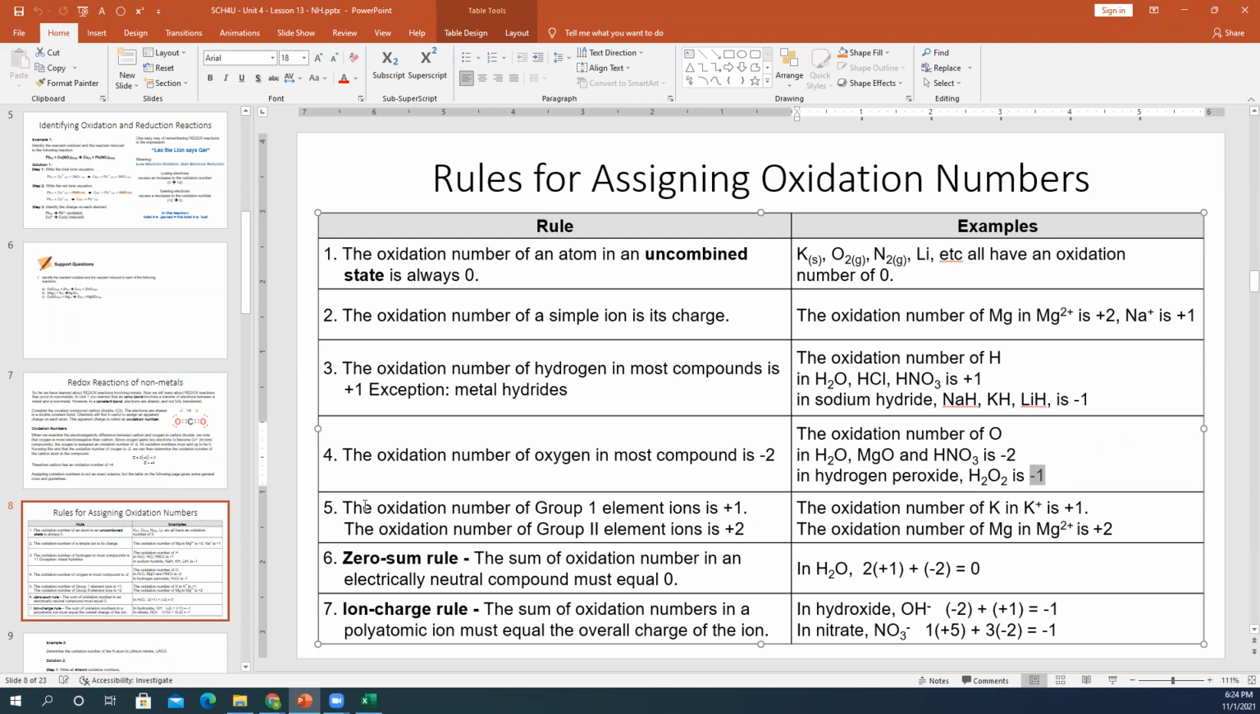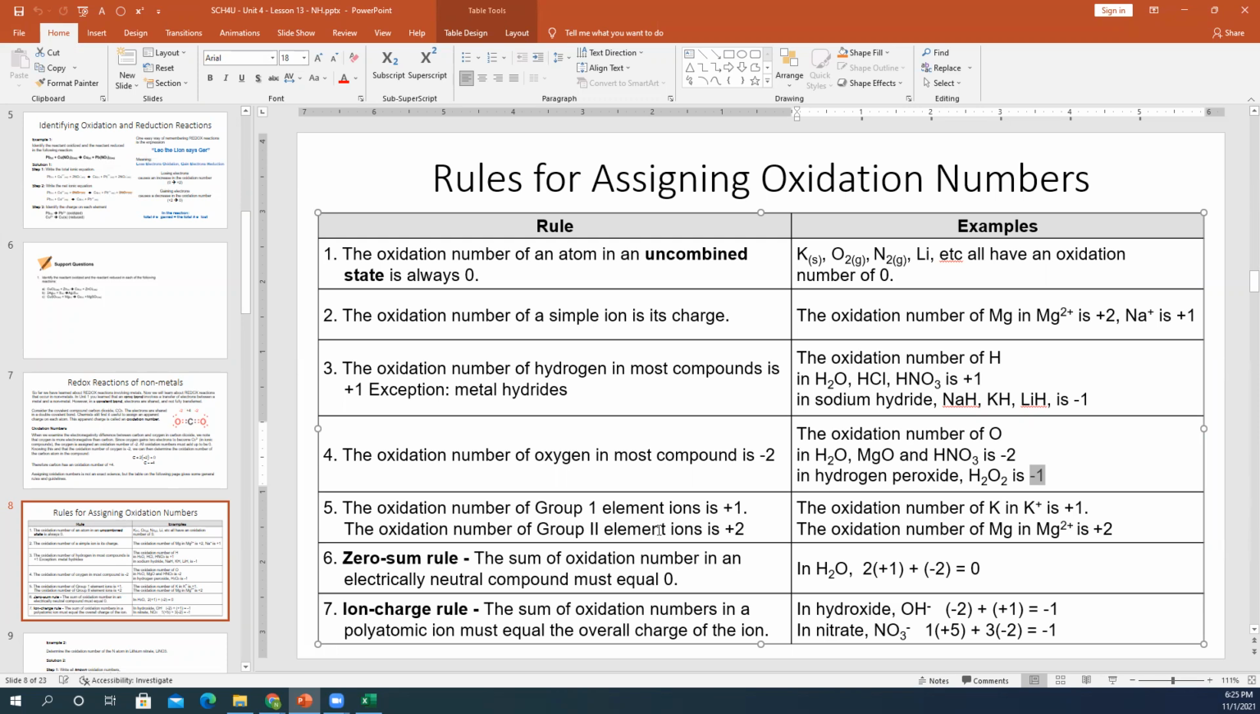And number 5, the oxidation number of group 1 element ions is +1. For example, the oxidation number of potassium when it's in its ionic state is +1. When it's in its uncombined state, when it's just potassium on its own, it is of course 0. But when it is in its ionic state, it is +1. That's for group 1 elements.